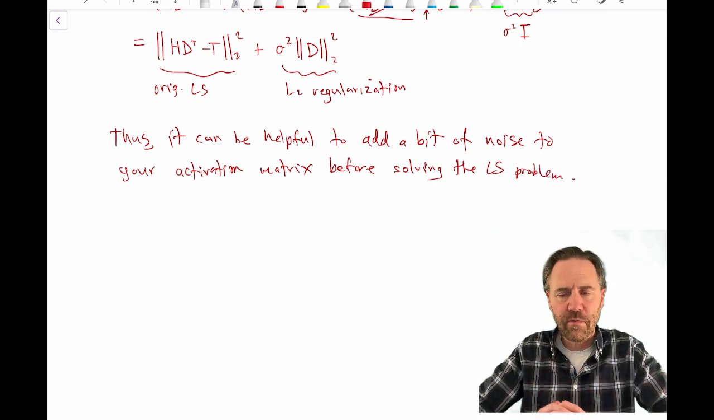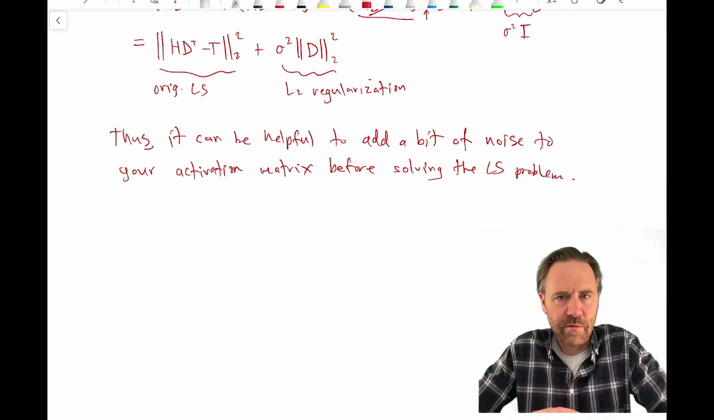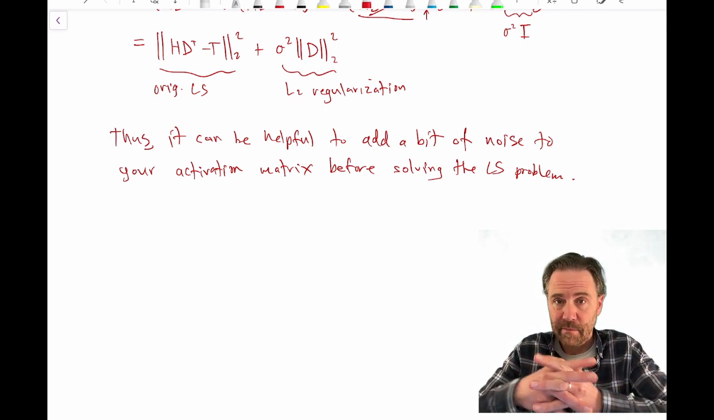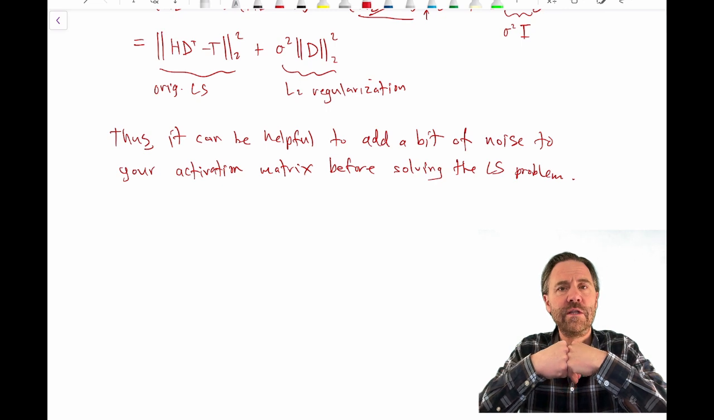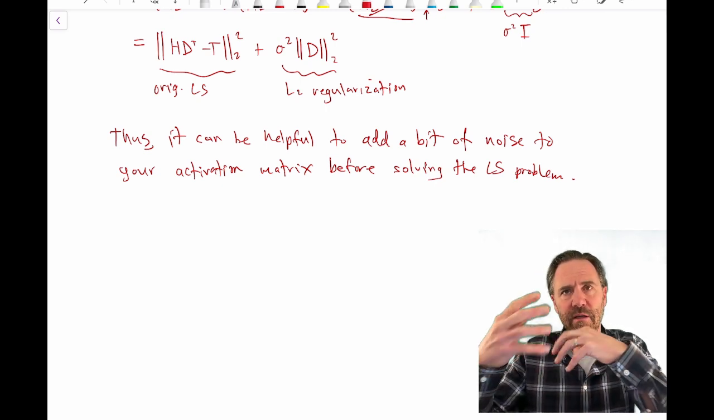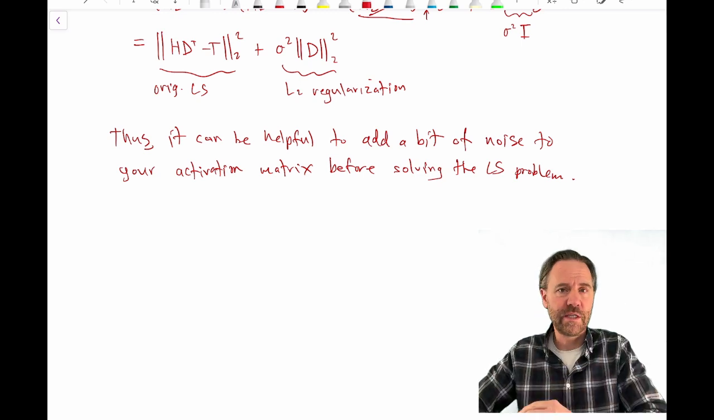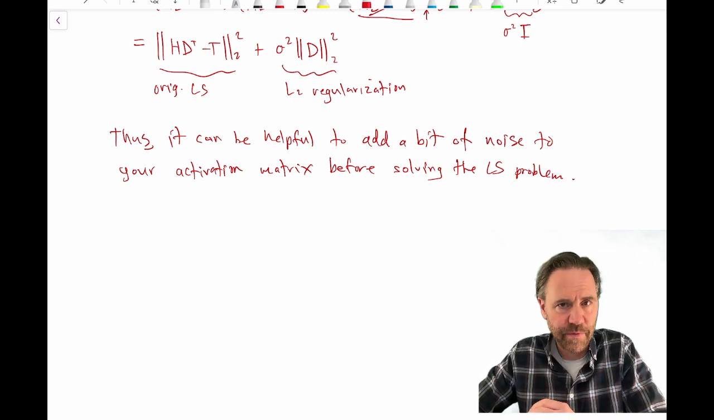So I hope you learned something about population coding. The encoders are random, but we can solve for the decoding weights using a linear least squares problem. And that way we can basically specify what computation we want that layer to do individually.